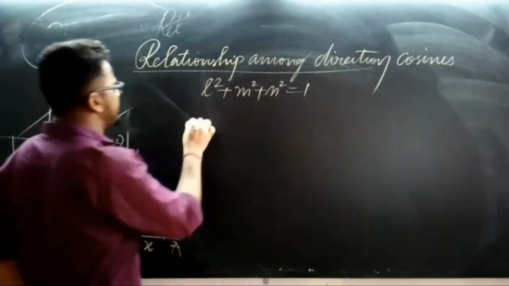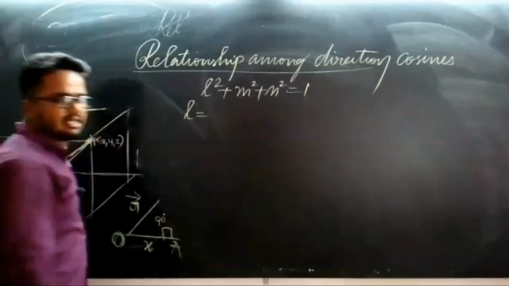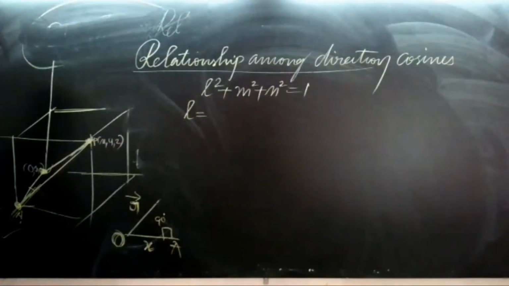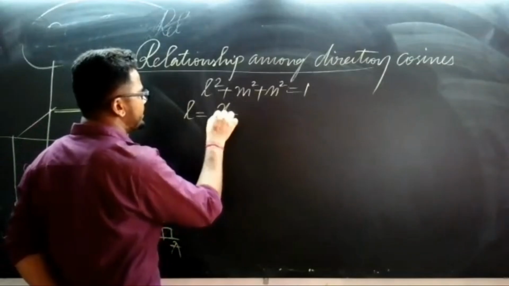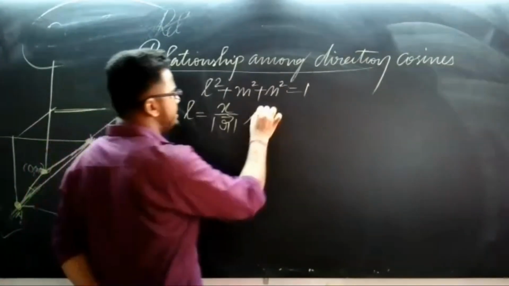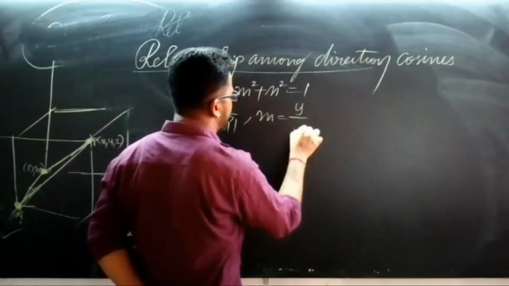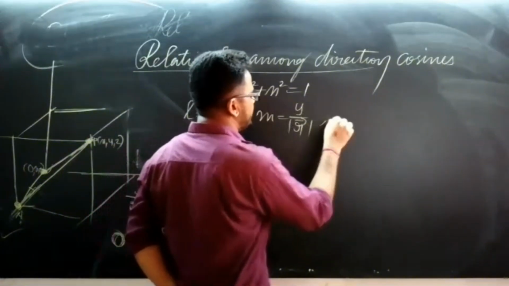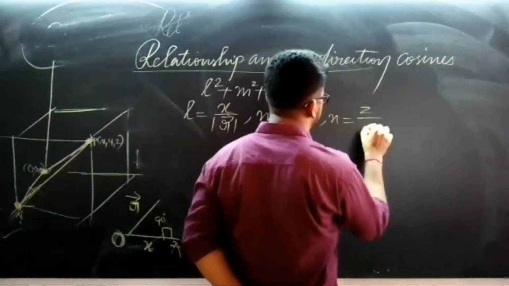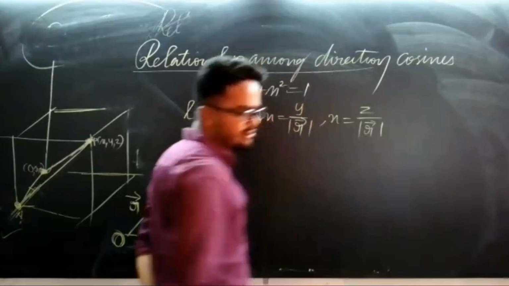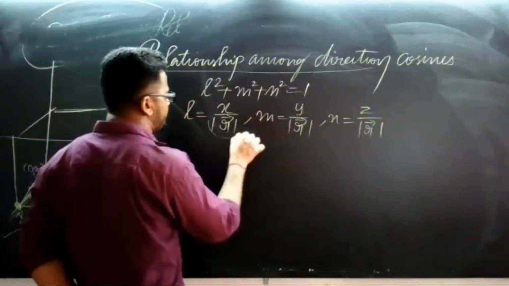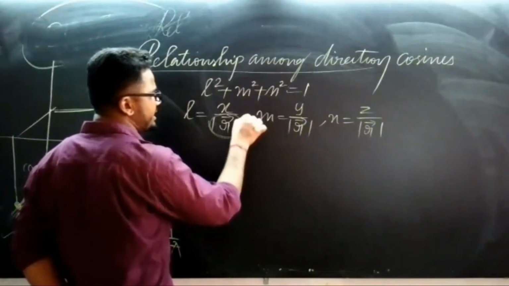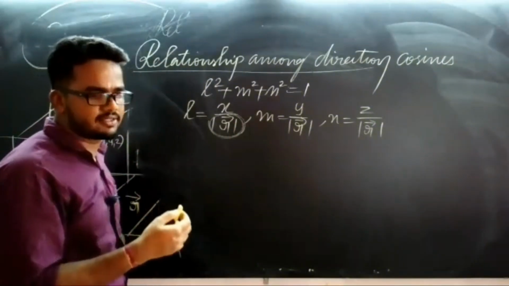But you should know what l is. In the beginning problem we have done, what is l? l is x by r vector r. m is y by vector r. n is z by vector r. This we have written already in today's class, in the beginning of class. But we know that even this also we have written. What is the value of the position vector? I said I'll prove it to you at last.